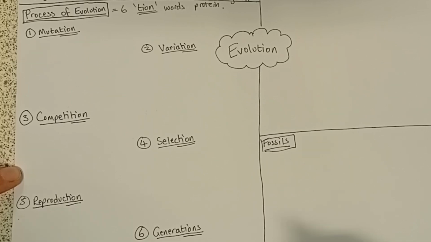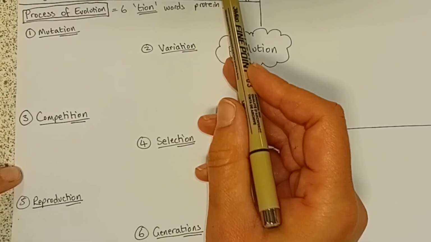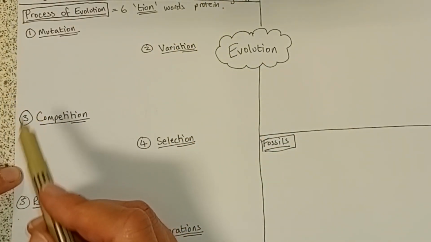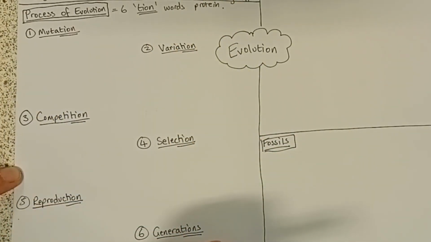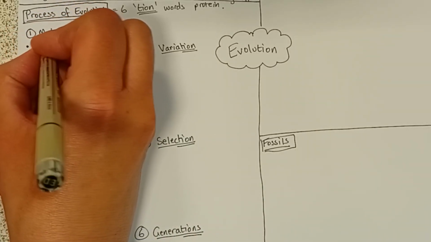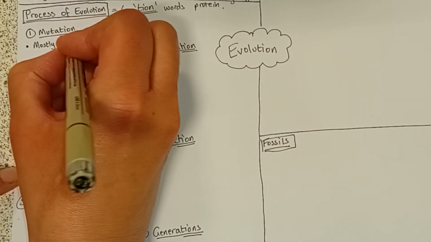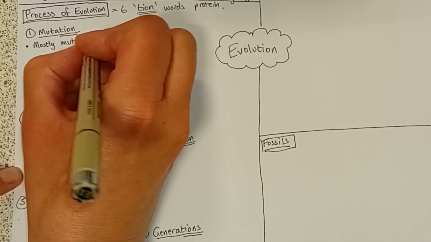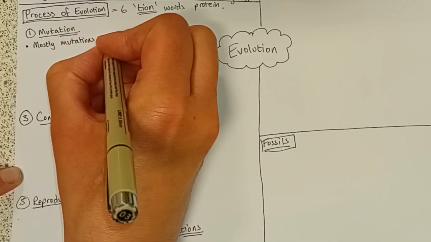All right then. Mutation is a random change in DNA that changes the protein. So we said that up there. Mostly mutations are bad, but occasionally they're good. Mostly mutations are bad. They break the protein.